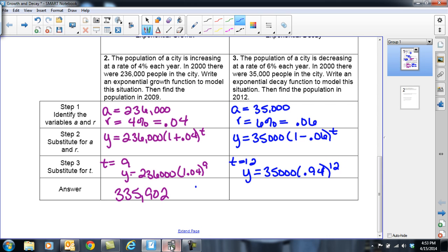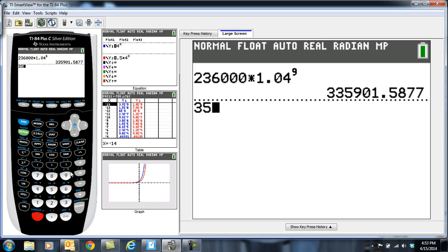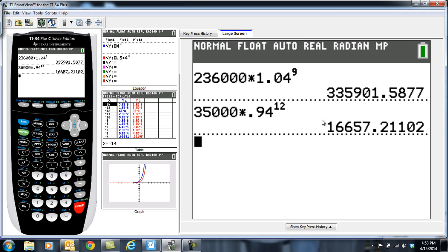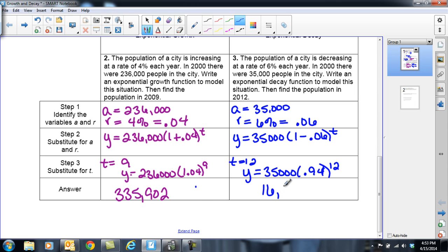Grab your calculator. 35,000 times 0.94 to the power of 12. So in 2012, the population of that town is now 16,657 people. It doesn't round, so we have 16,657 people. So this one is increasing, this one is decreasing. And what makes it exponential is that it is increasing or decreasing at a rate, not just by 3 or 4 or 5. It's a percentage. It's going to be a rate.